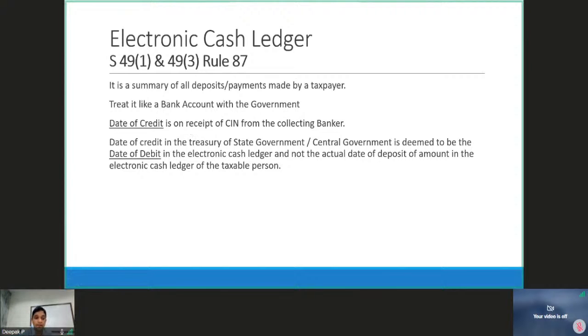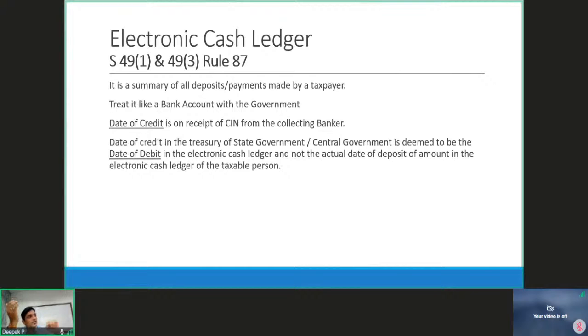Date of debit is the next thing. Date of debit from your electronic cash ledger. First is credit. You made the payment. There is a credit in your electronic cash ledger. Then the date of debit. Once it is credited, the balance is increased. Now how will the balance reduce once you make the payment? This is the date of debit.